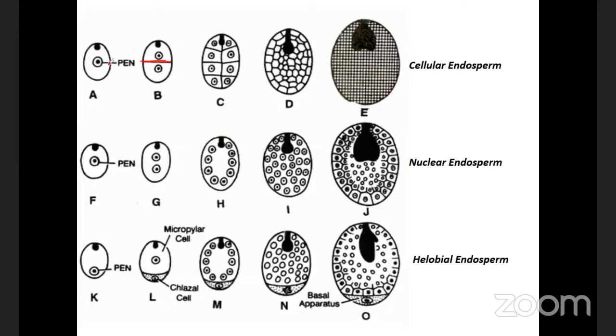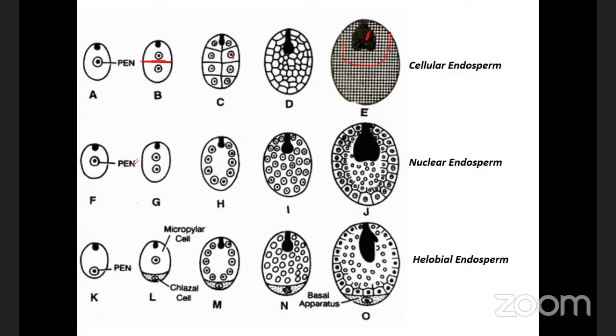One cell with one nucleus divides into two, so the embryo sac also divides into two, and then 4, 8, 16. Like that, immediately after nuclear division, cell division takes place. Simultaneous cell division with the nuclear division forms the cellular endosperm. Here you see the embryo, and the remaining part is the endosperm.